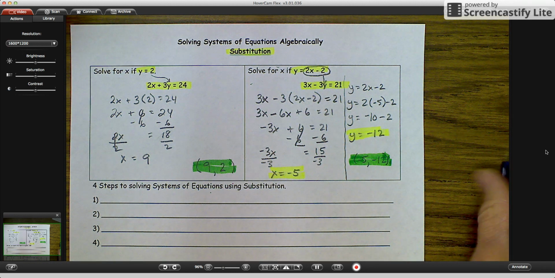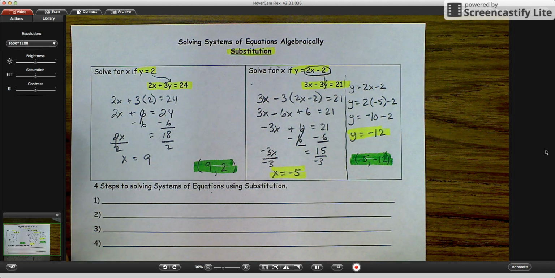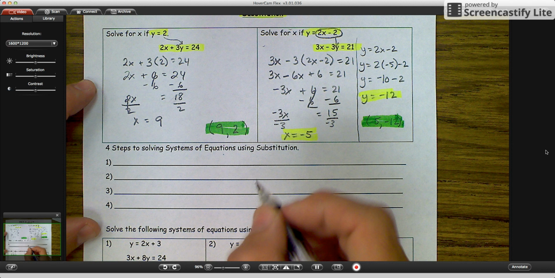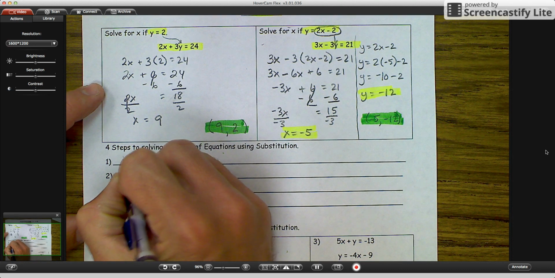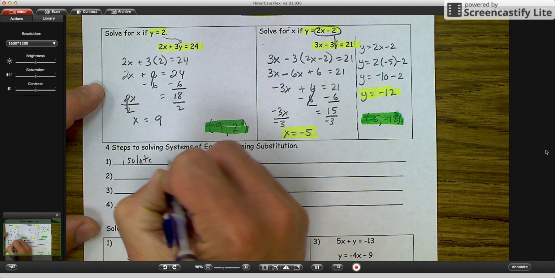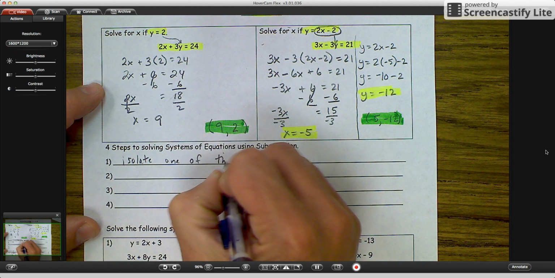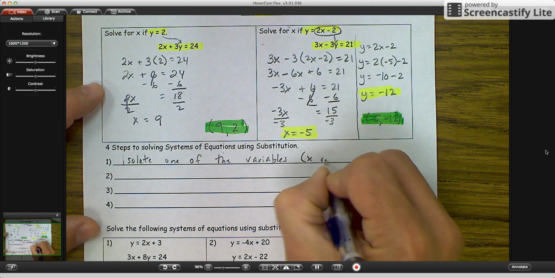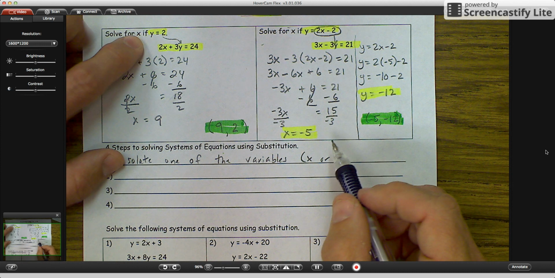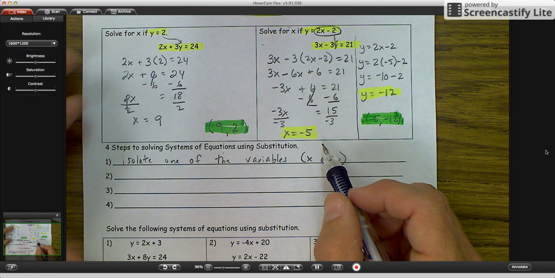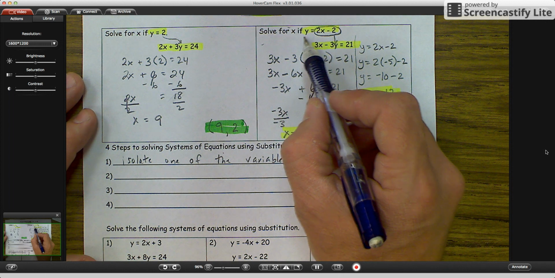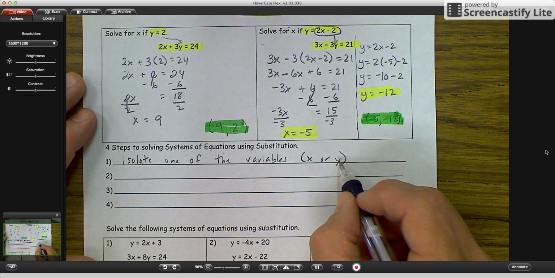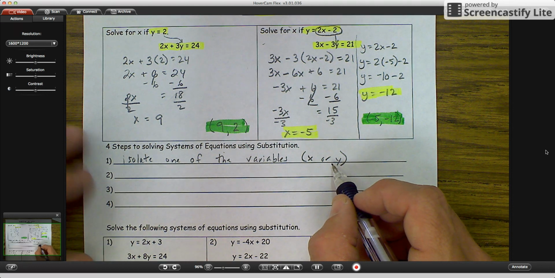Okay, so that's it. Those are two examples. Now I'm going to give you some steps if you're not really certain how we did it. So the first step says isolate one of the variables. And it could be x or y. In the first example, y was already isolated. It said y equals 2. In the second example, y was isolated again. It says 2x minus 2. Okay? It might say x equals a number. So you can't just say it's always going to be y.